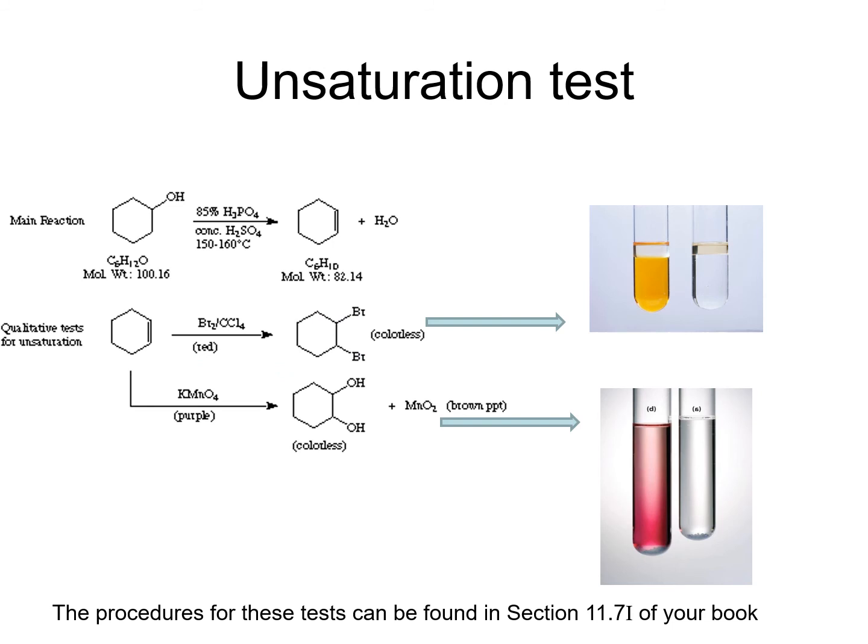Here's just another slide showing the overview of these tests again. The top section just shows your main reaction of cyclohexanol. They show phosphoric acid, which you can use as a strong acid, but we use just sulfuric, as that's plenty for us, with a little bit of heat.